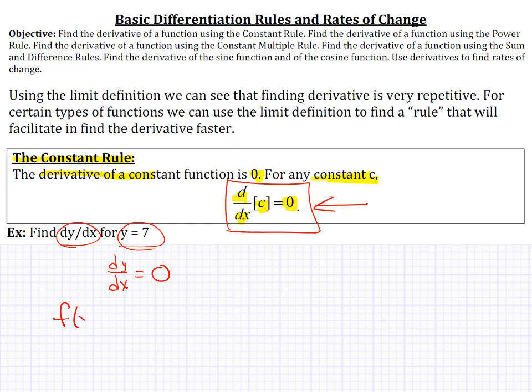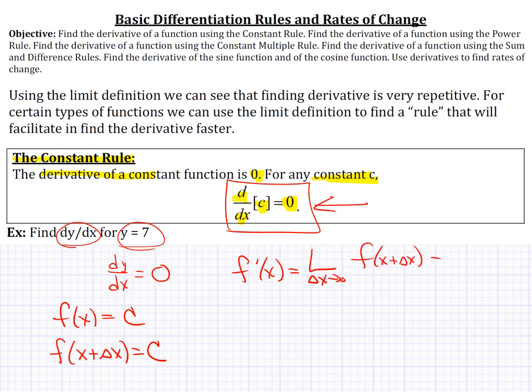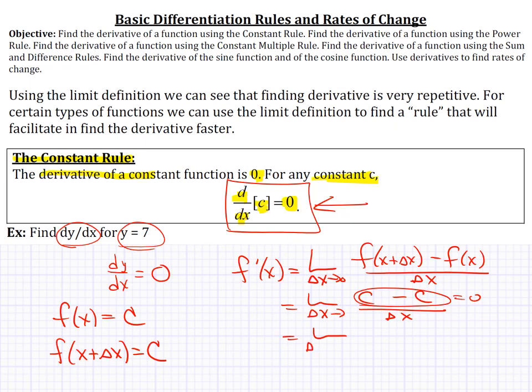So if we have a function f of x equals, say, a constant, what we would need for the limit definition is f of x plus delta x, which for a constant function would also just be c. And so if I want to take the derivative of this function, I would have to take the limit as delta x goes to 0 of f of x plus delta x minus f of x all over delta x. Well, in this case, f of x plus delta x is c, f of x is c, all over delta x. Well, c minus c, anything minus itself, is going to be 0. And so I'm going to have the limit as delta x goes to 0 of 0 over delta x.